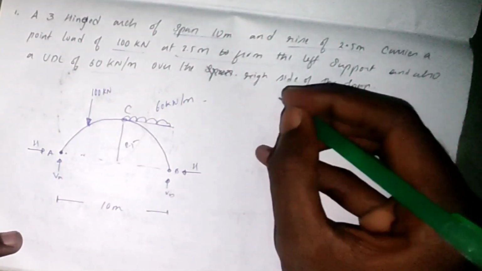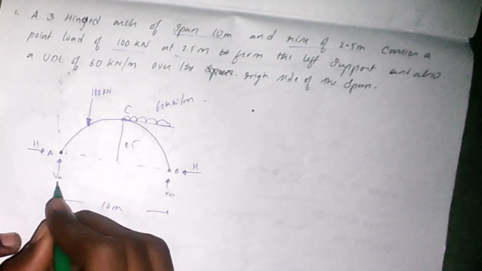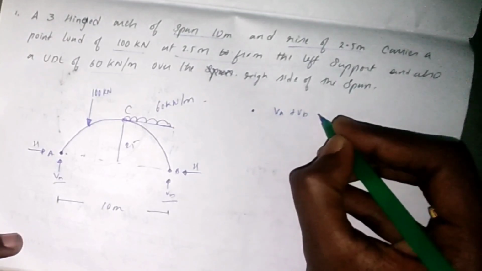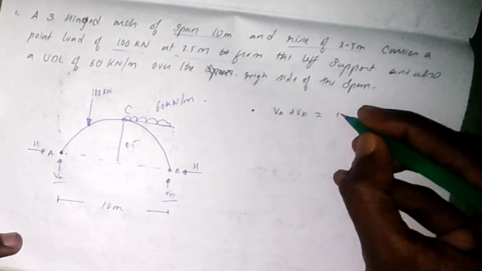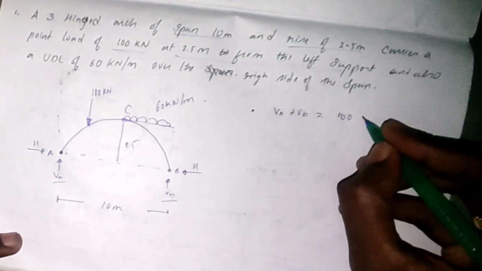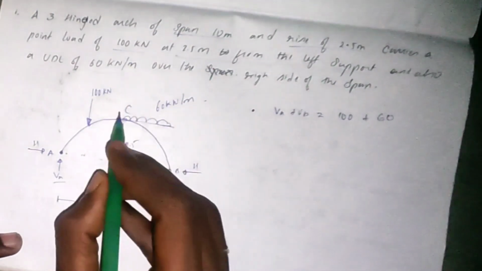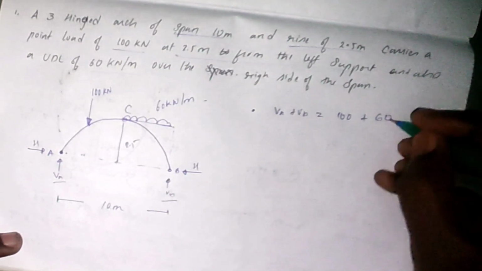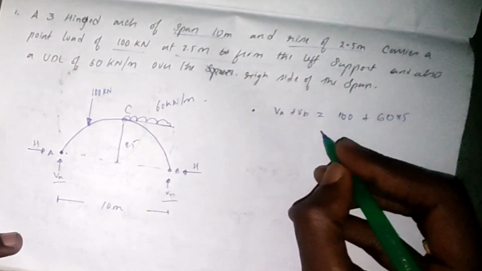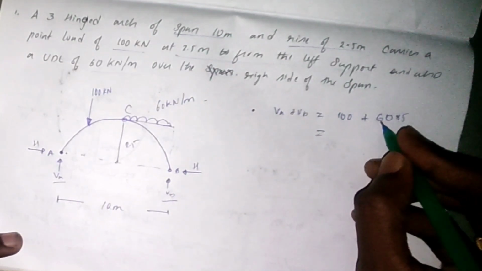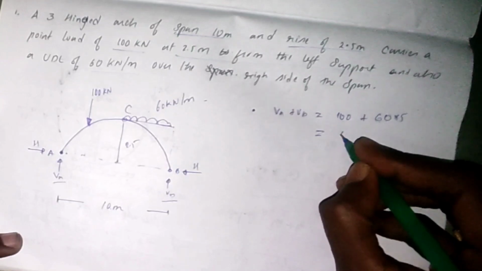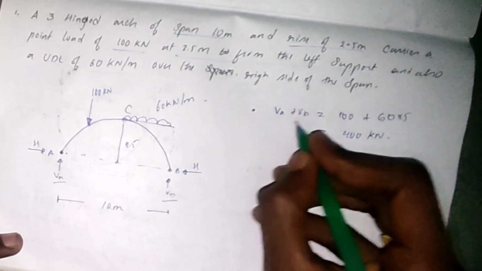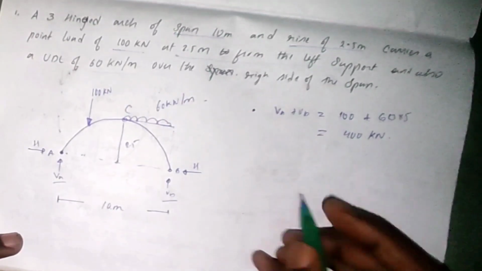Now firstly we have to solve these vertical reactions. So VA plus VB will be equal to this 100 and this 60 over half, into 5, and that will be 300 plus 100, 400 kilonewtons. Okay, we got a relationship between VA and VB.